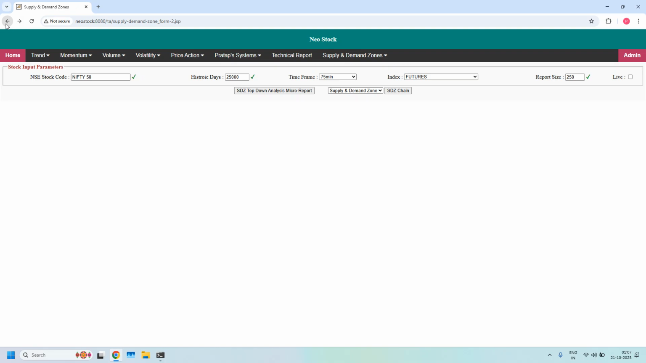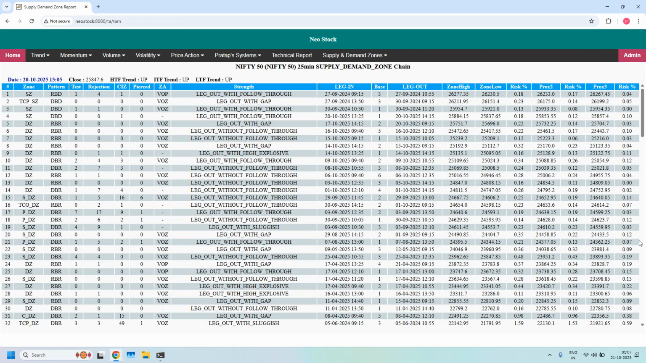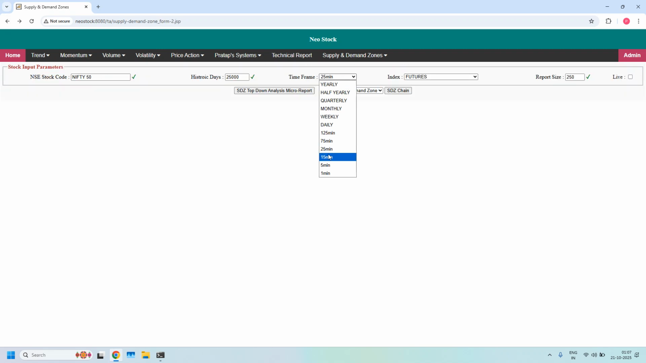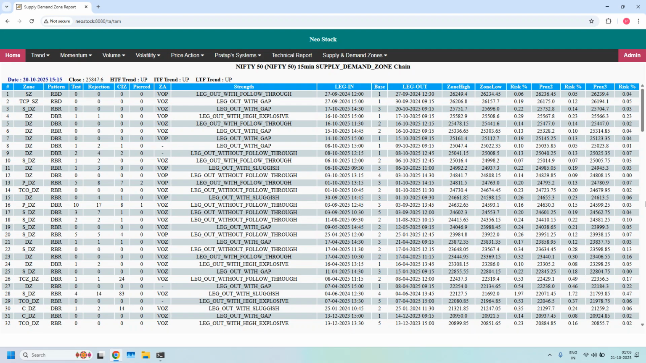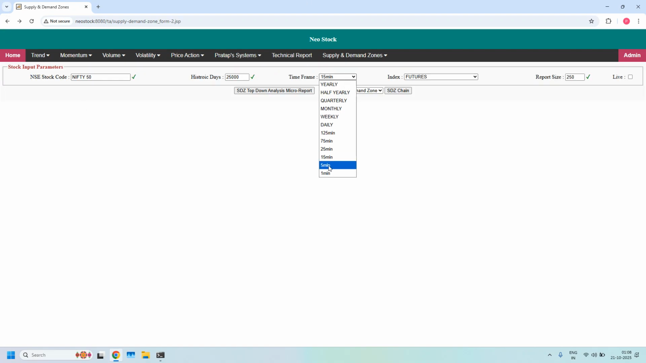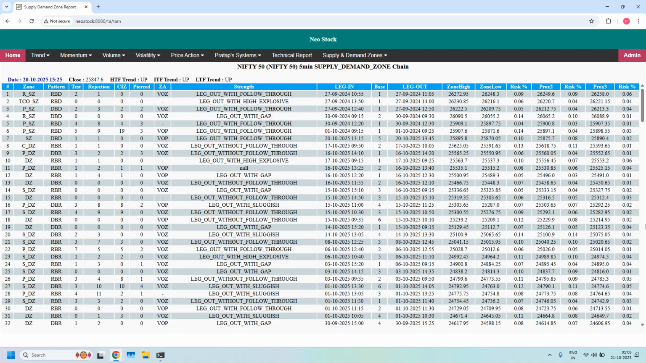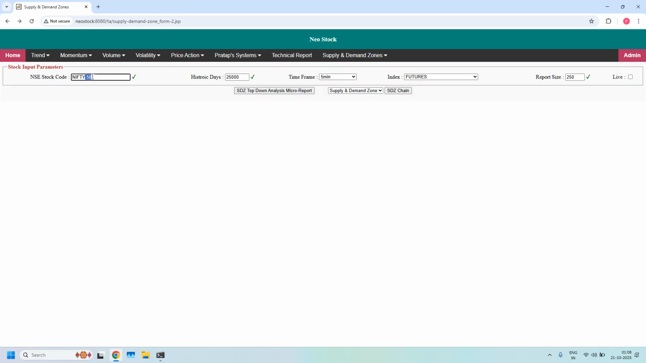Next, generating 25 minutes supply demand zone chain for NIFTY. Next, generating 15 minutes supply demand zone chain for NIFTY. Next, generating 5 minutes supply demand zone chain for NIFTY. So this is NIFTY reports. Next, generating BANKNIFTY reports.